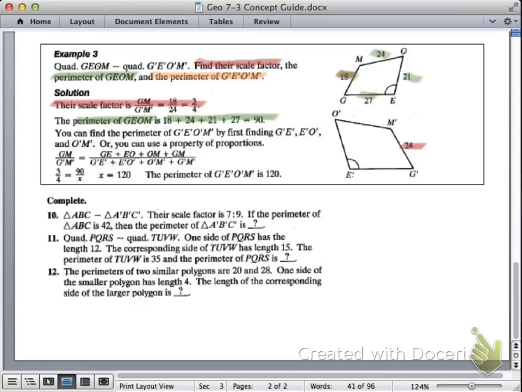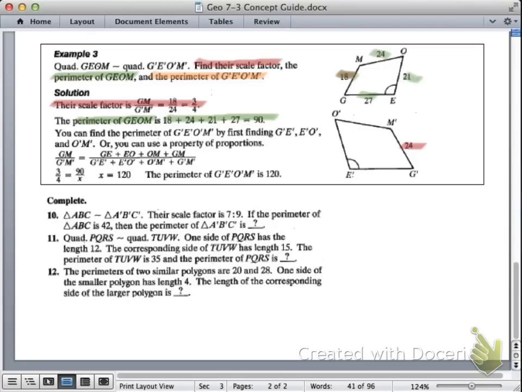The perimeter then is going to follow the same scale factor. So we just found the scale factor. So the perimeter of GEOM is 18 plus 24 plus 21 plus 27 equals 90. That's the second part of the answer. That's not difficult. Really, nor is the next part.